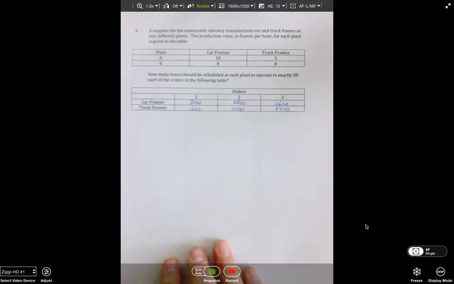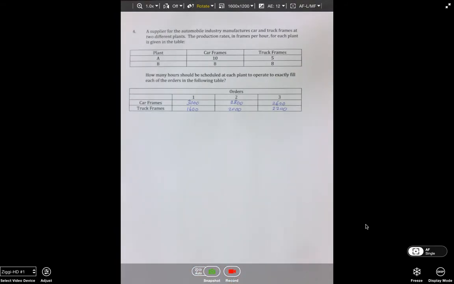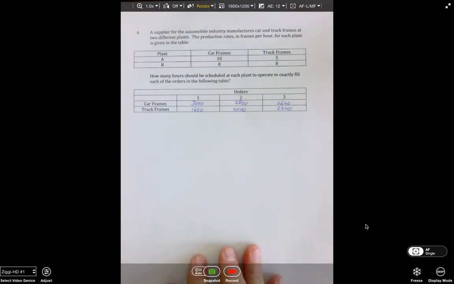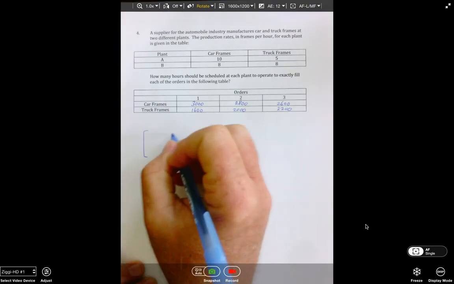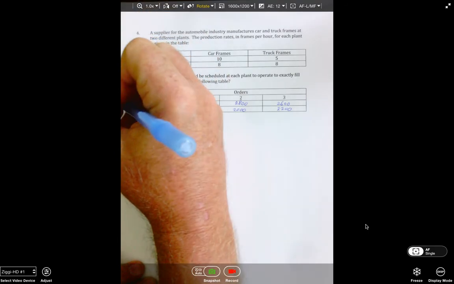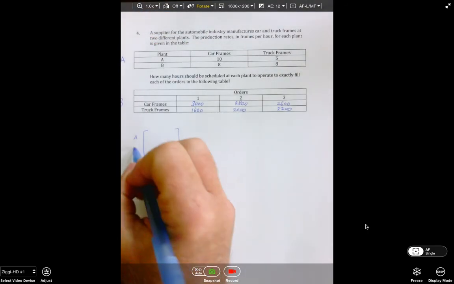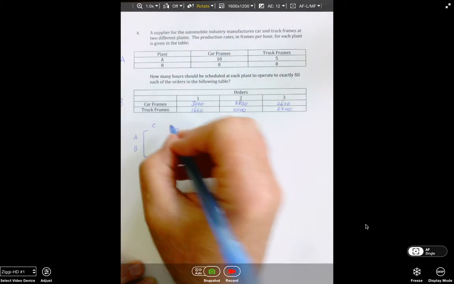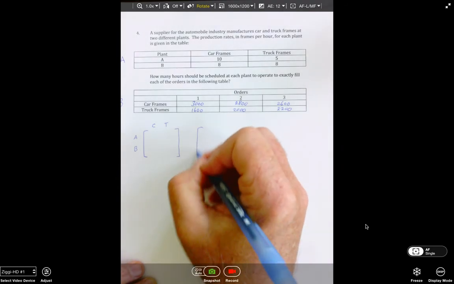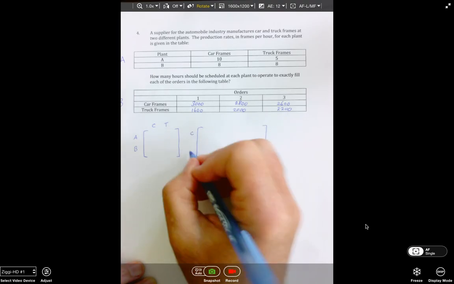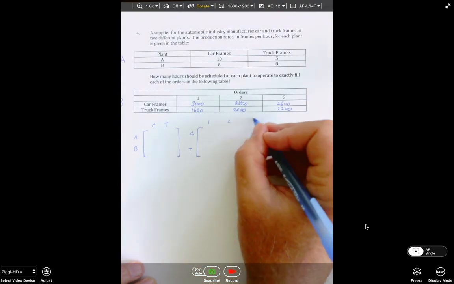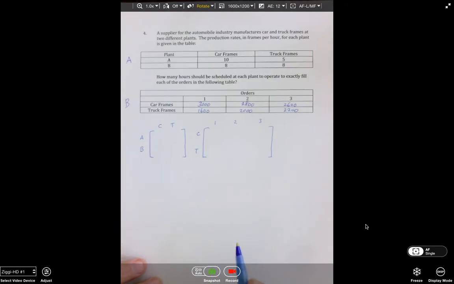All right, now I'll tell you a story. I gave this problem to a previous class, and they were in the math lab, and I walked by, and they're like, Dr. Darber, we don't know how to do that one. And I actually tried to set it up where it would be a multiplication problem, where we would multiply the matrices. Let's just call this matrix A and matrix B. Where matrix A, we have our plants A and B, and we have our car frames and our truck frames. And then when we multiply here, we have our car frames and our truck frames, and then we have our orders 1, 2, 3.